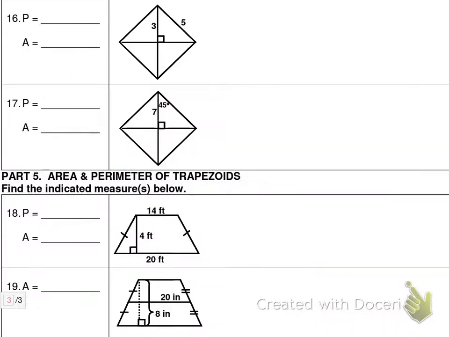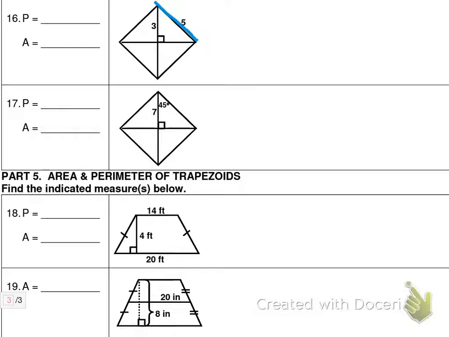Number 16. It's kind of the same as number 15 above. So it's a rhombus, you know one side for the perimeter, which means you know every side. So just add them all up to get your perimeter.